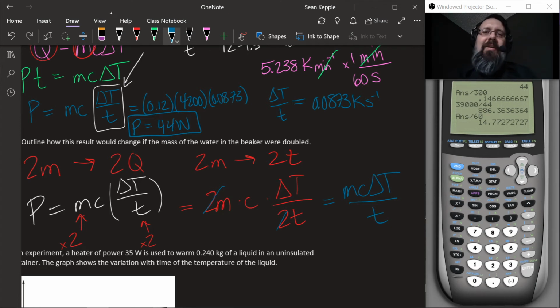So the amount of water that you put in the beaker isn't going to affect the power of the hot plate. Obviously, that should make sense. If you have a greater amount of water on the plate, it's not going to affect the properties of the plate. It just means it's going to take longer for the water to heat up.